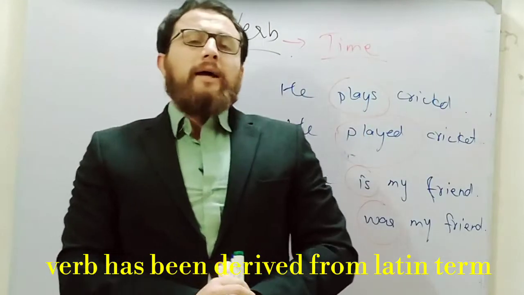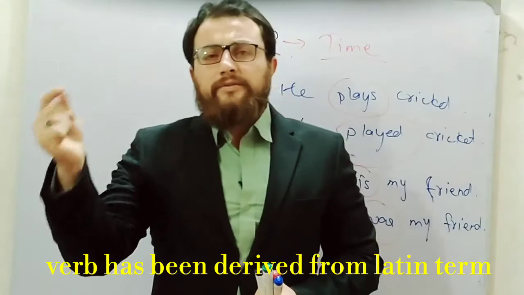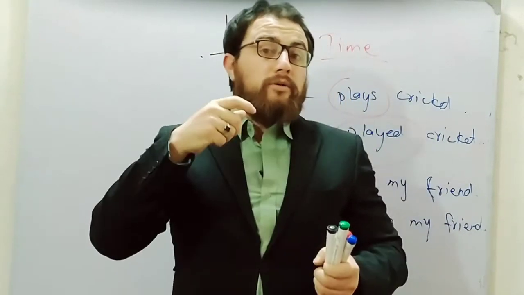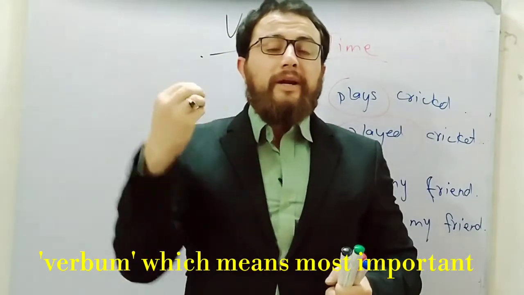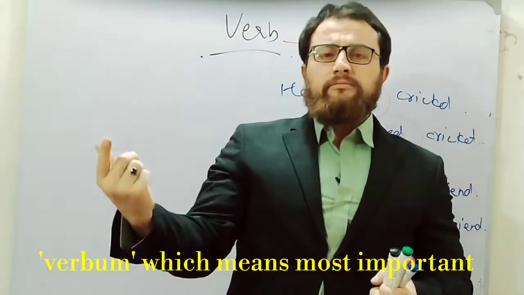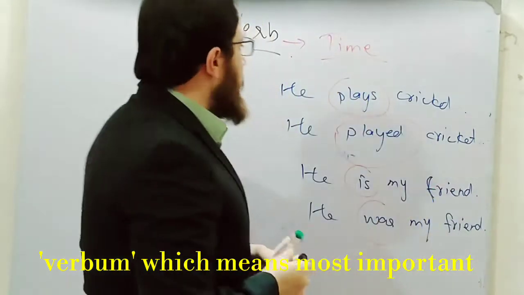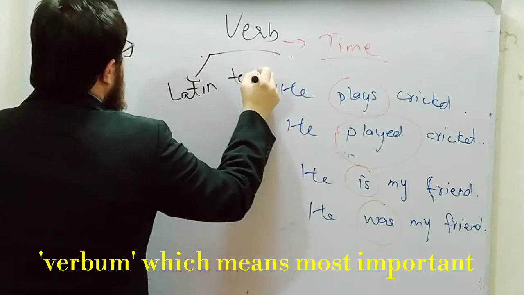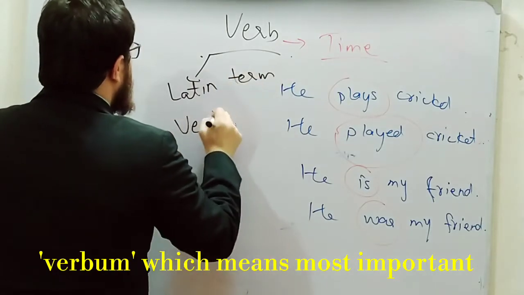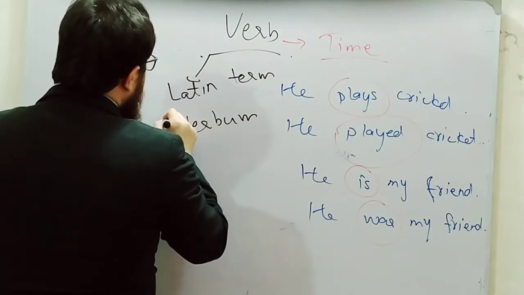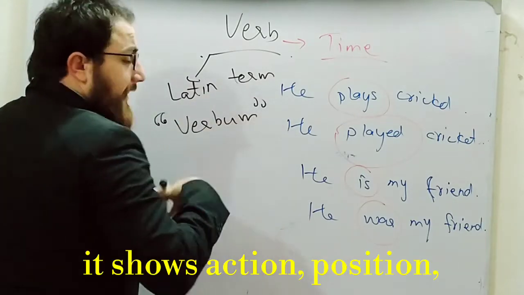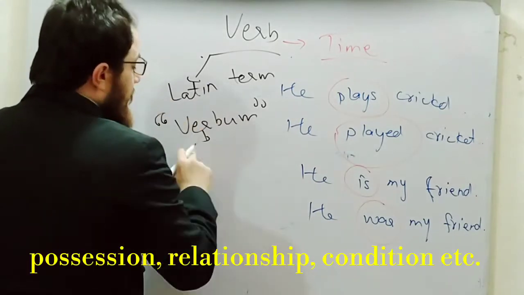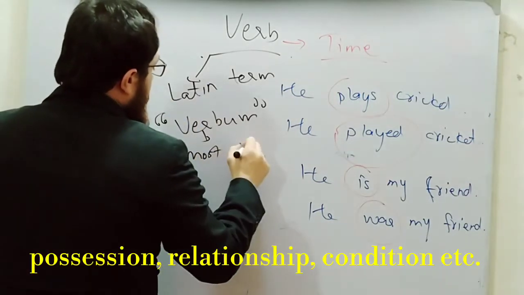Now let's define it through grammar so then we will be able to understand its complete concept. We can define verb as: verb has been derived from Latin term verbum, which means most important, and it shows action, position, state, condition, relation, etc., including time. Like it has been taken from Latin term. Which Latin term? That is verbum. These days you can use this term in English and it is most of the time used. And verbum basically means most important.